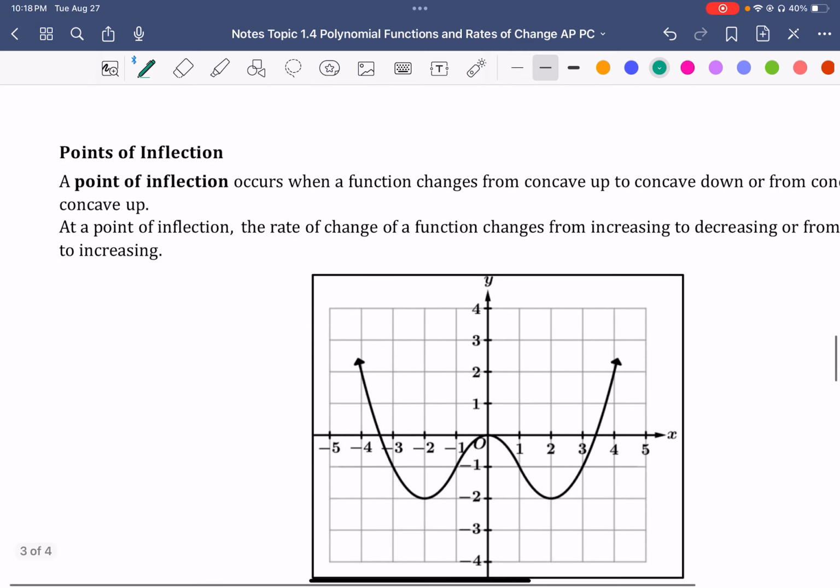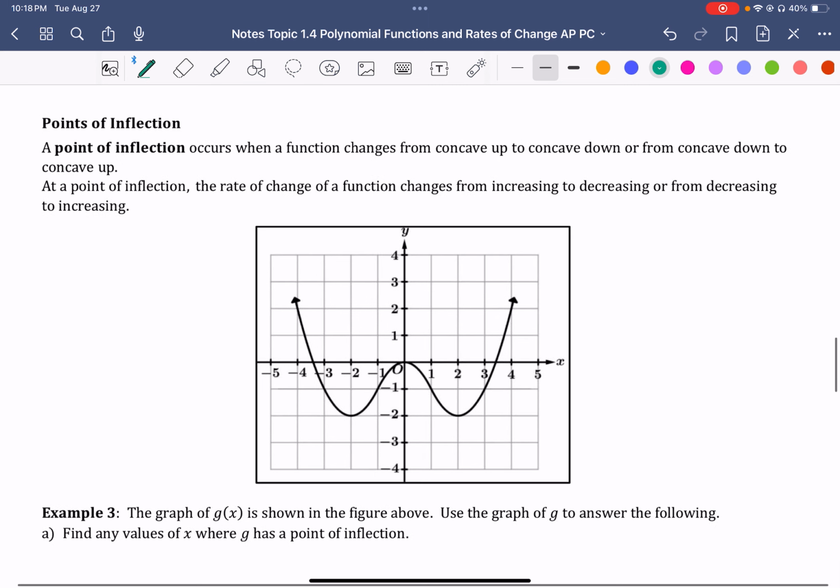Now we're going to talk about points of inflection. A point of inflection occurs when a function changes from concave up to concave down or from concave down to concave up. So you're basically switching from a smiley face to a frowny face. At a point of inflection, the rate of change of a function changes from increasing to decreasing or from decreasing to increasing. Now, this is just another way of saying this. Okay, so I'm going to put that these mean the same thing. They are two different ways of saying the exact same thing.